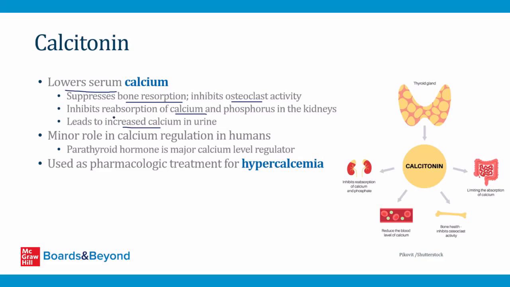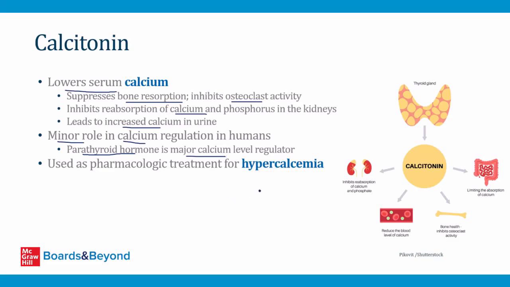Now, it turns out that in humans, calcitonin has only a very minor role in regulating our calcium concentration. And that's because we have another hormone called parathyroid hormone, which I talk about in another video. And this is the major regulator of calcium. So calcitonin from parafollicular cells of the thyroid gland is not very important in humans for day-to-day maintenance of our serum calcium.